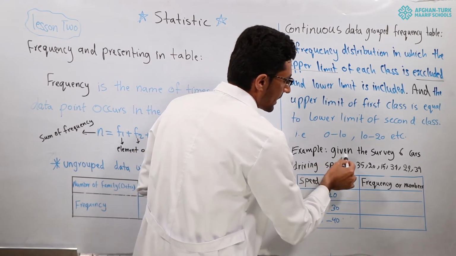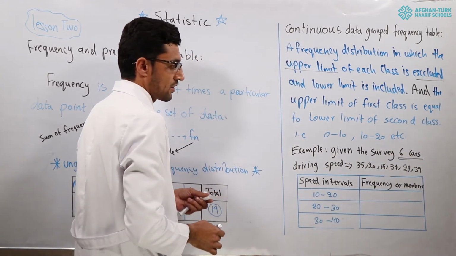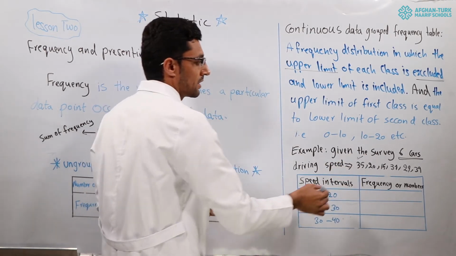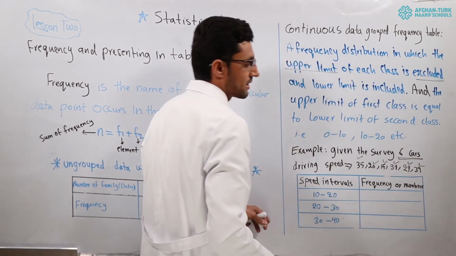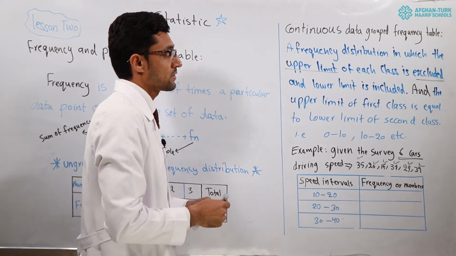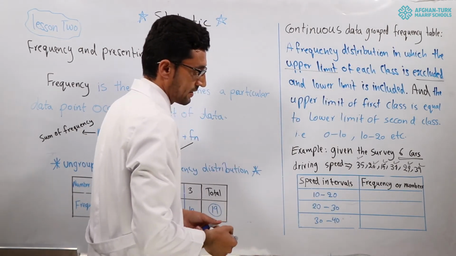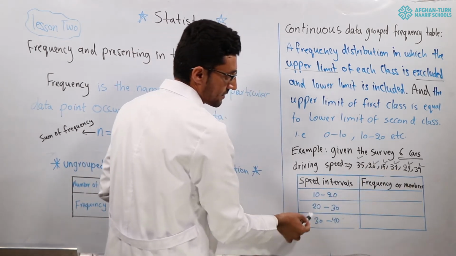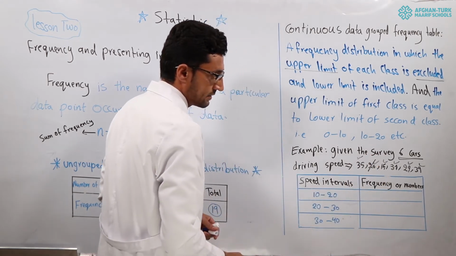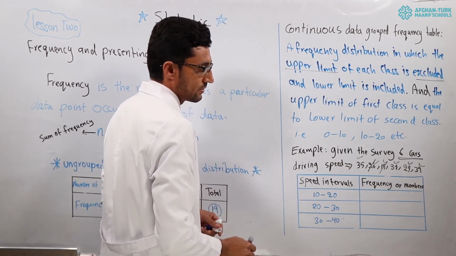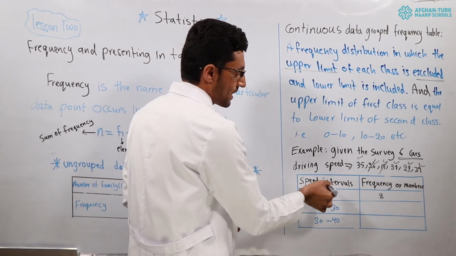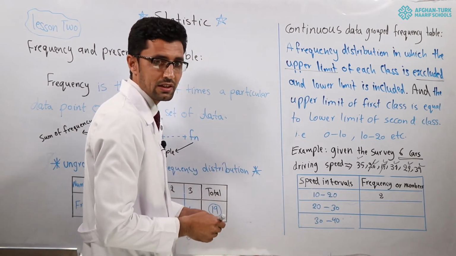Let's see an example. Given a survey of 6 cars' driving speed. One has 35 maybe kilometers per hour, 20, 15, 31, 29, and 39. I want to categorize them, or group them, and in general I want to have the continuous data grouped frequency table. I group these 6 numbers in 3 categories. From 10 to 20, I have to count. 10 to 20: 1, 20. So 15 is also counted: 2. Do we have more? No. It means we have 2 numbers. The cars which have this speed, between 10 to 20, how many do we have? Only 2.